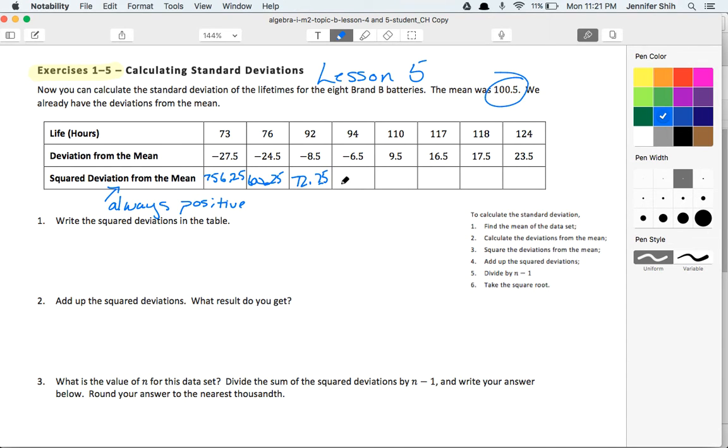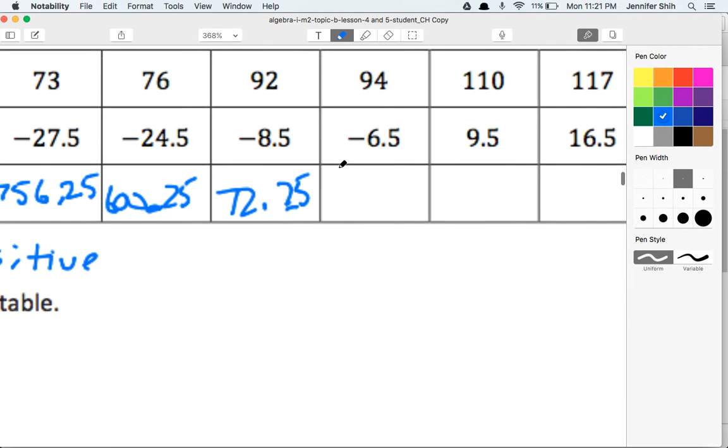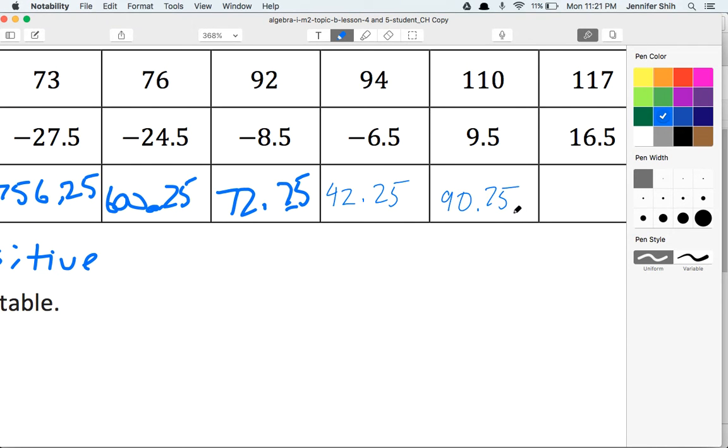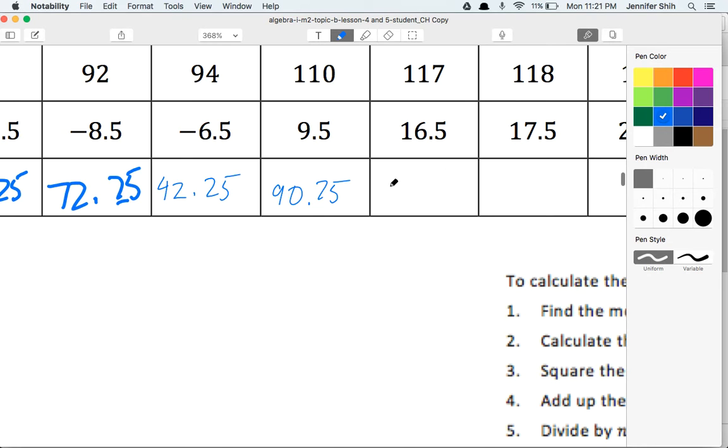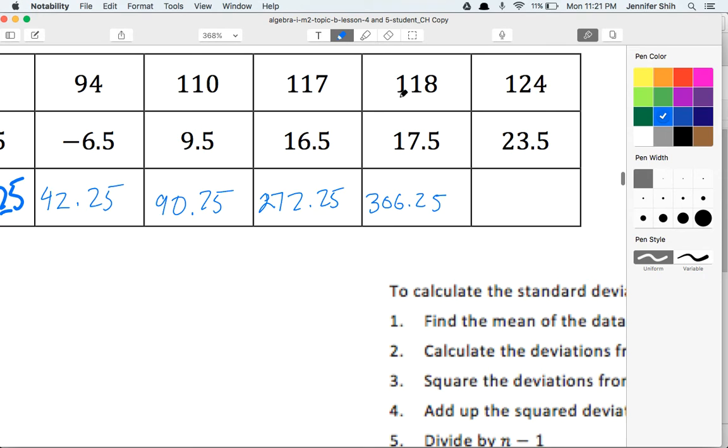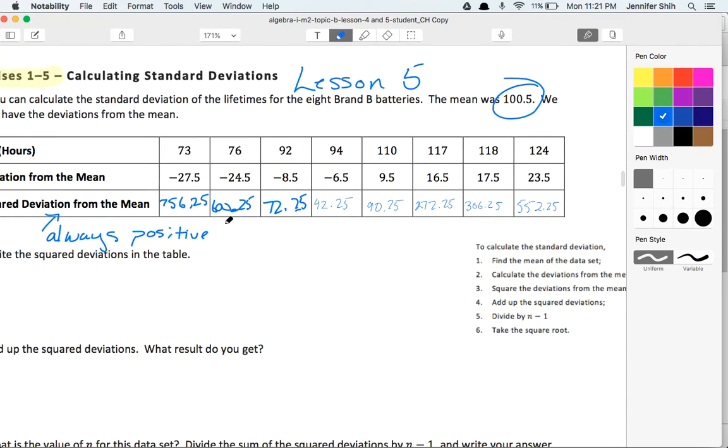Okay, I did this ahead of time, so I'm going to make this go faster. I'm going to zoom in. 42.25. 9.5 squared is 90.25. 16.5 squared is 272.25. 17.5 squared is 306.25. And then 23.5 squared is 552.25. Okay, so we squared all the deviations.